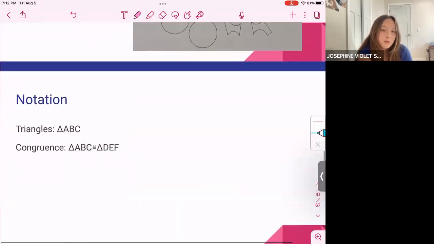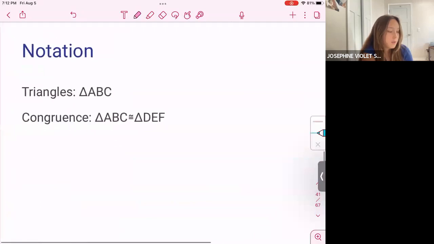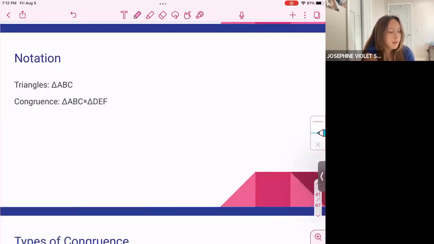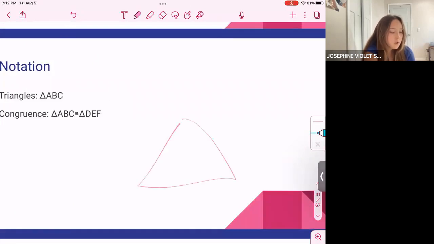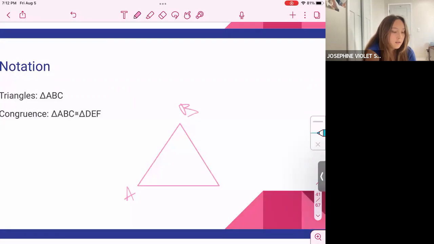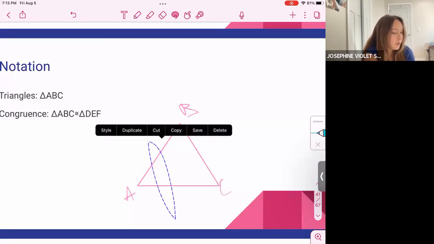So first we should talk about notation. When we write triangles, we mark them with a little triangle symbol on the left side. So let's say we have this triangle right here. Let's call it ABC. I'm going to copy paste this.